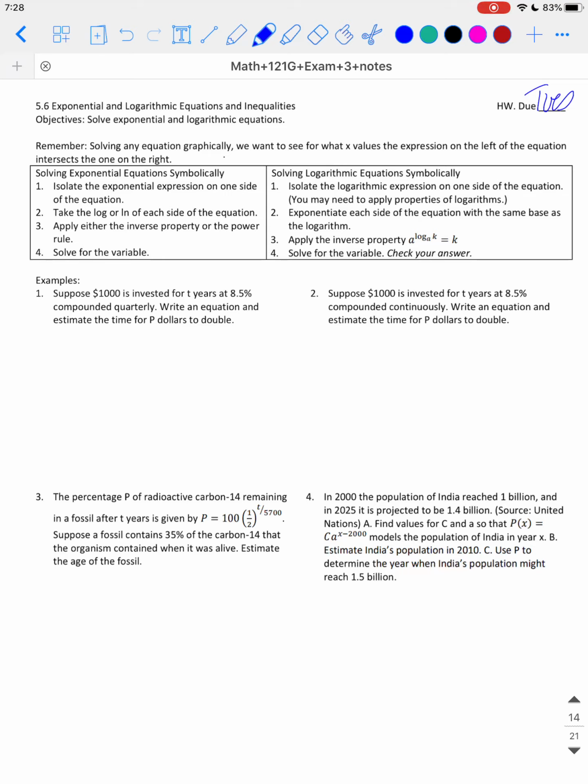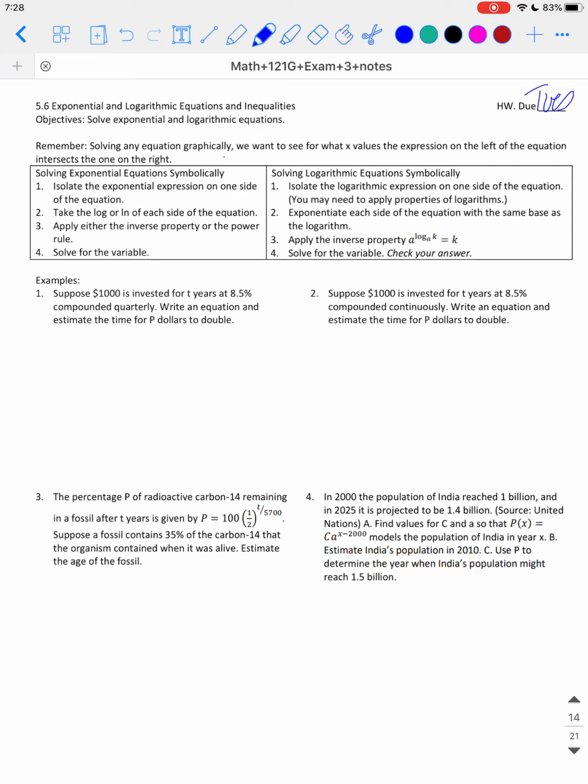So once we have an equation, we can do it in Desmos: put the left side and the right side on different line items in Desmos and see where they intersect. So, solving exponential equations symbolically: isolate the exponential expression on one side of the equation, take the log or ln of each side of the equation, and apply either the inverse property or the power rule and solve for the variable.